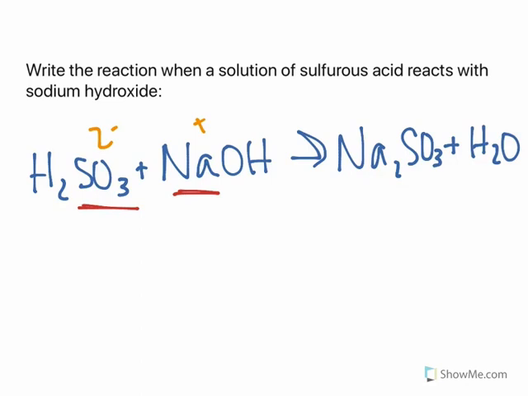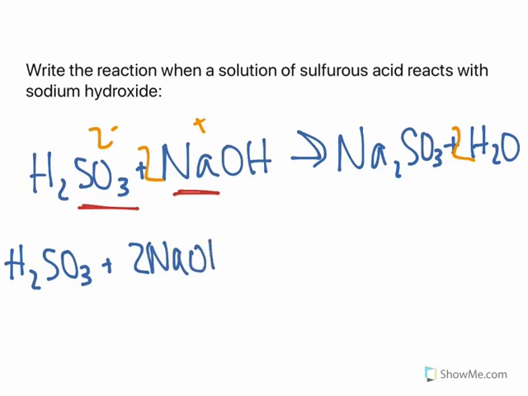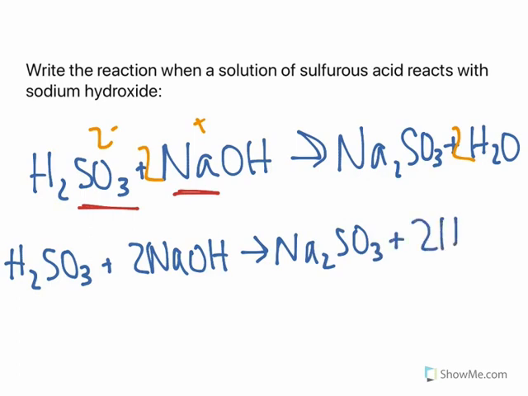However, as you can see, our entire equation is unbalanced, so we will need to add coefficients. We will need a coefficient of 2 in front of our sodium hydroxide and a coefficient of 2 in front of our water. Now, our balanced equation is H2SO3 plus 2 NaOH yielding Na2SO3 plus 2 H2O. Now our equation is entirely balanced and fully neutralized.